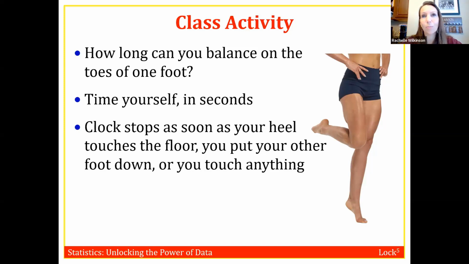If you get off your toes in any way, then that's when you're going to end your timer. Okay, and if you want to do a practice run first, just to see how you're going to hold your balance, you can do a practice run first, and then do your real thing. And then I'm going to have everybody input our data, and we're going to check it out.